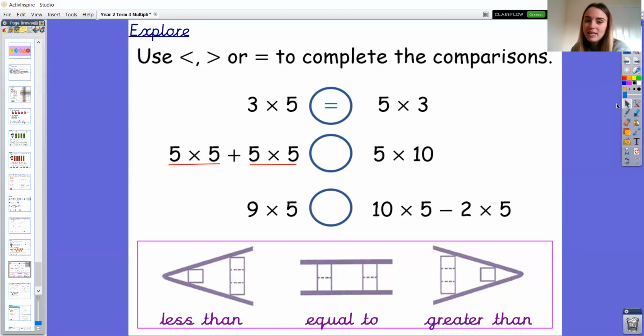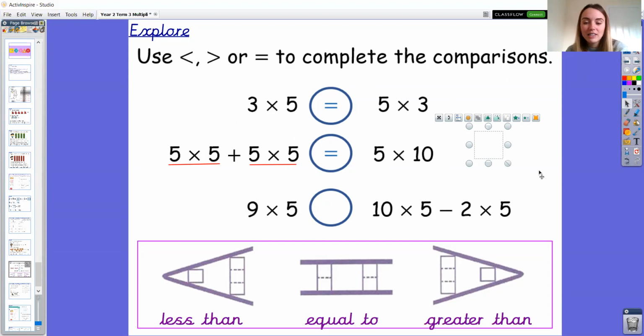Brilliant, year 2. So what is the product of 5 times 5? Brilliant, 25. And there's 2 lots of 25. So what's 25 add 25? Brilliant, 50. So we're comparing 50 with 5 lots of 10. And what is the product of 5 and 10? Also 50. Well done. So we know that the symbol is going to be, show me with your actions, equal to. Brilliant. Well done, year 2.